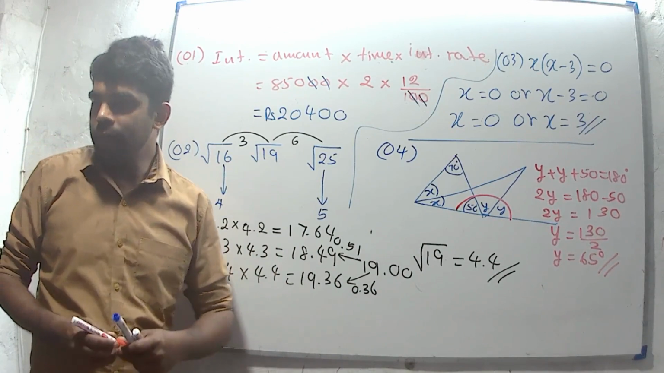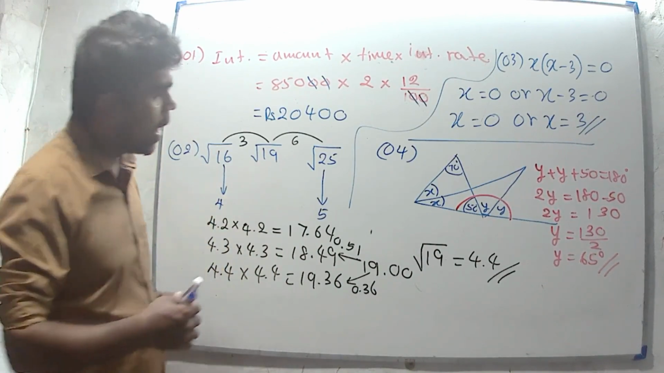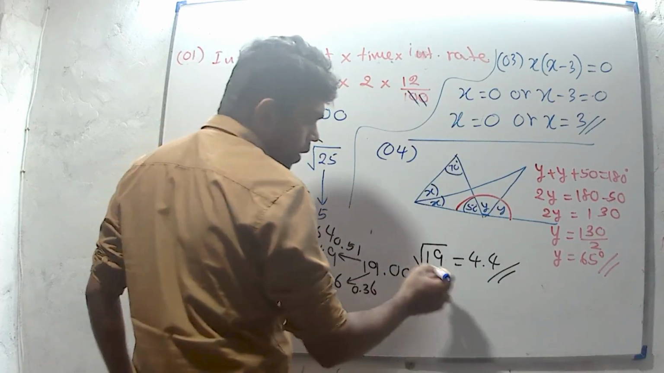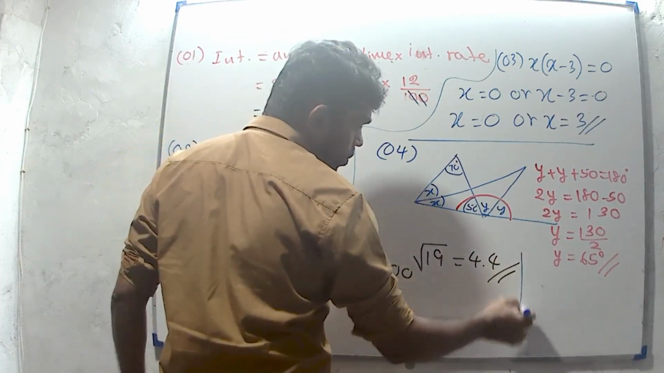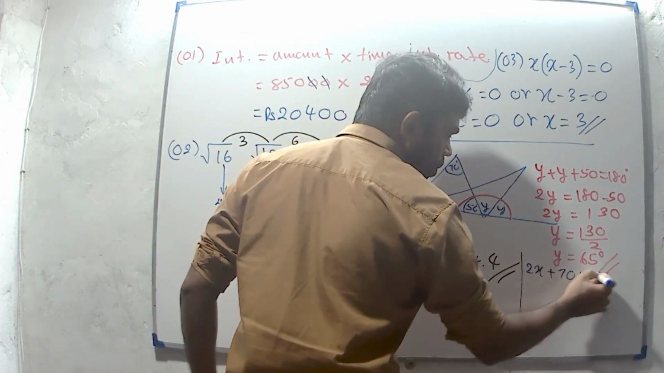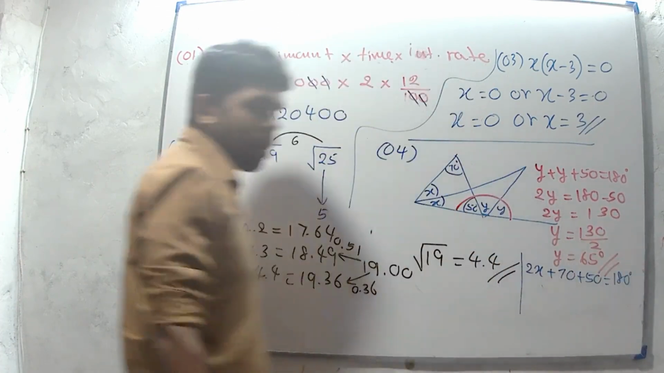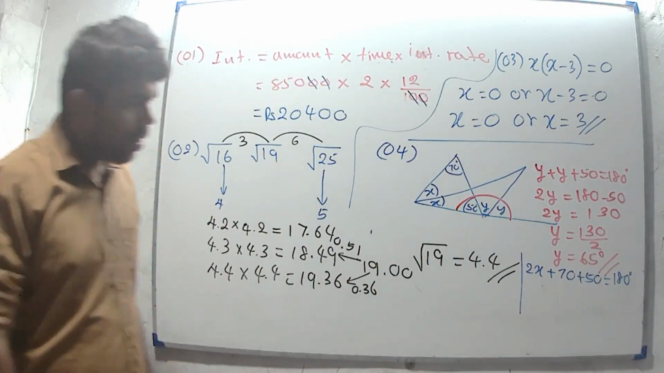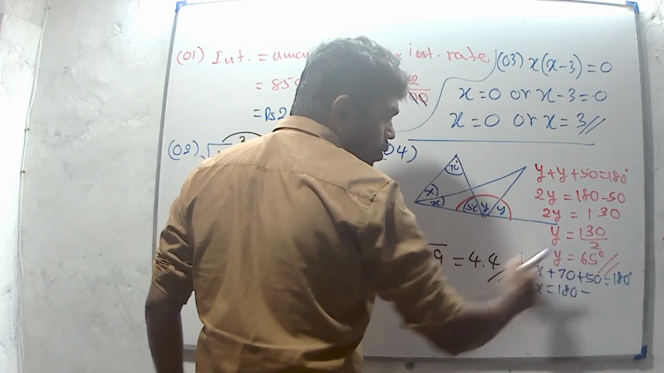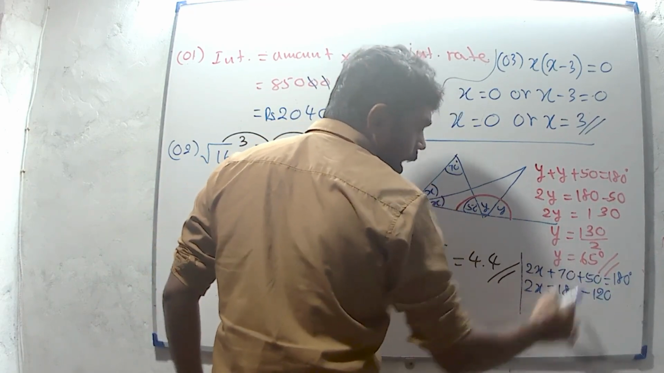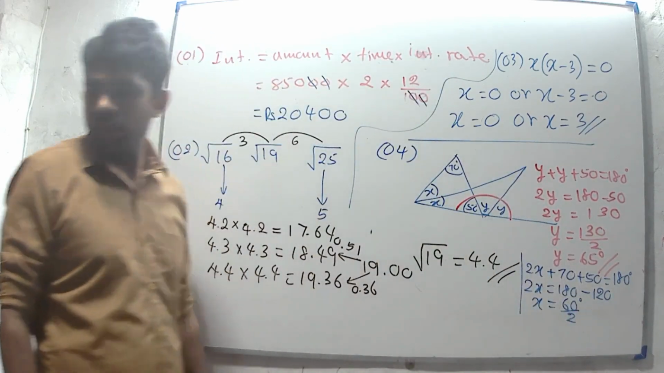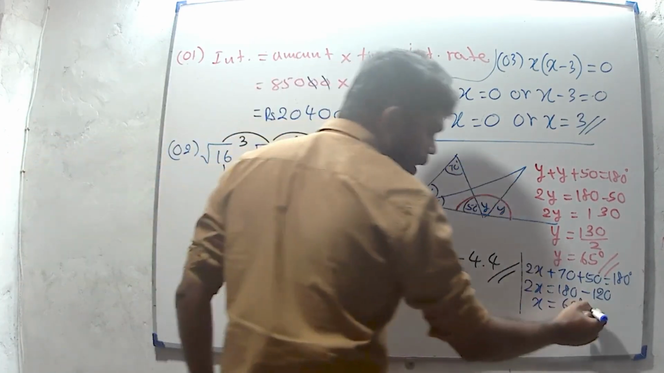Now we have to find the x value. When finding x value, we can consider the sum of interior angles of this triangle. Then we can write 2x plus 70 plus 50 equals 180 degrees. Sum of interior angles of a triangle. Then 2x equals 180 minus the sum of these values, 120. 180 minus 120, 60. We have to divide by 2 to get x value. 60 divided by 2, 30 degrees.